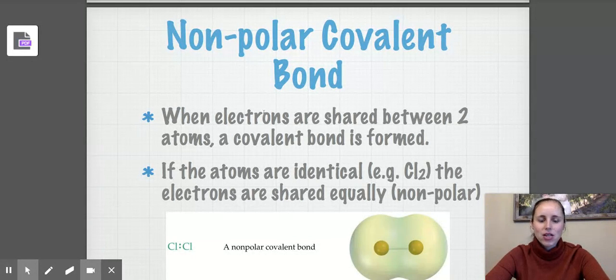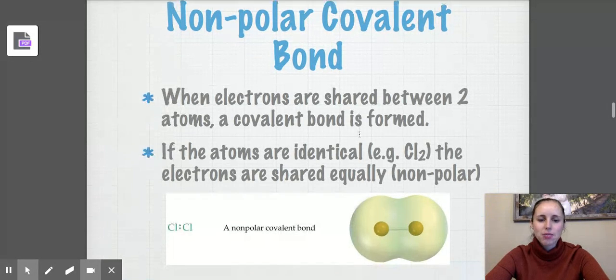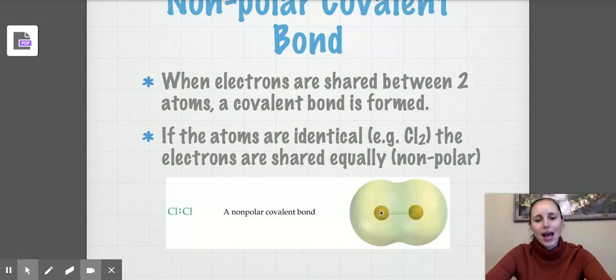You have electrons that are shared between two atoms. That's forming your covalent bond. In most nonpolar covalent bonds, the atoms are usually identical. So for example, chlorine here is two identical atoms. We have a chlorine atom here. We have a chlorine atom here. So they are the exact same atom. That means they have the exact same electronegativity.